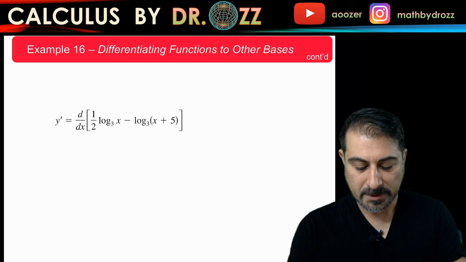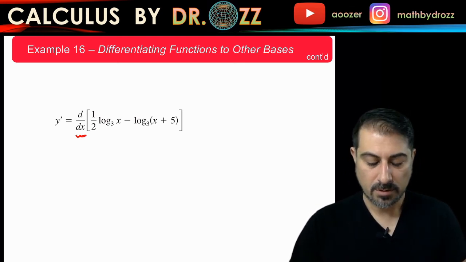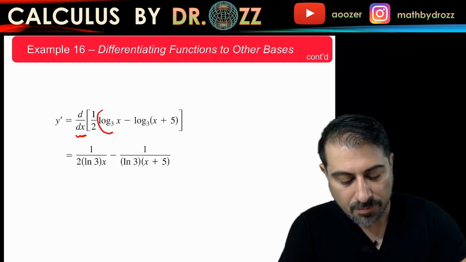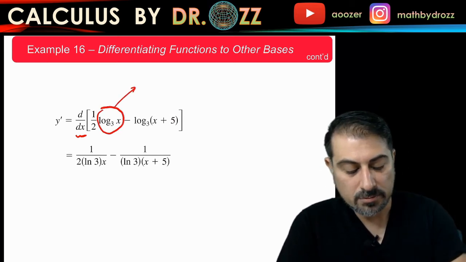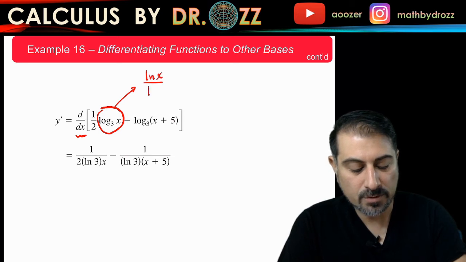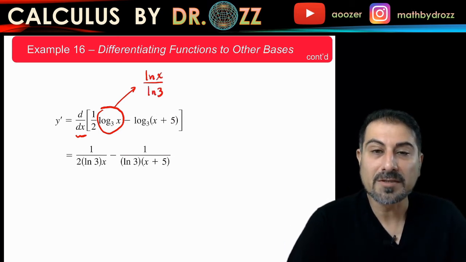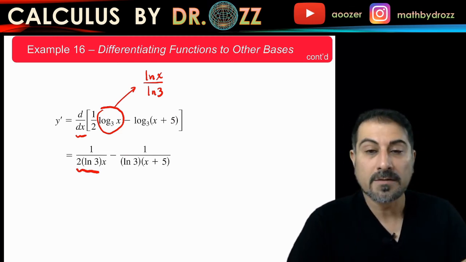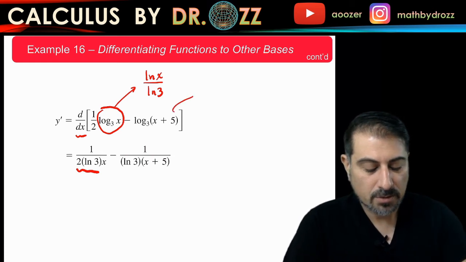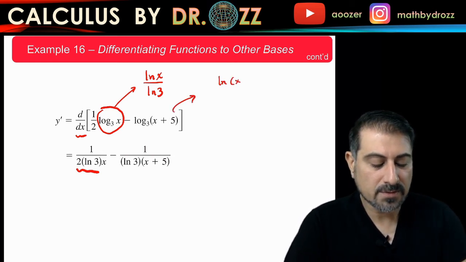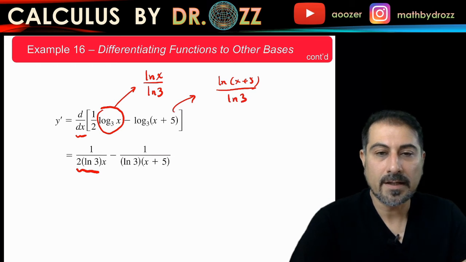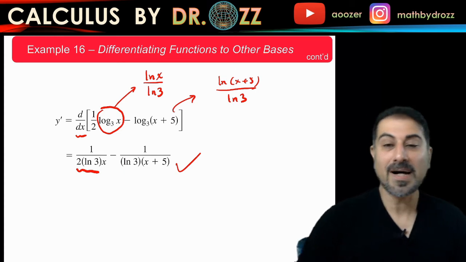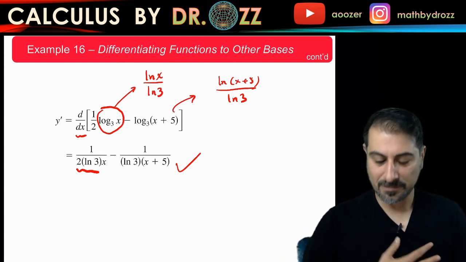Here we go. So now we're taking the derivative here. So let's see what we have. So first off, the derivative of log base 3 of x is, well, since log base 3 of x is ln x over ln 3, the derivative of that is 1 over x ln 3, and we have carried forward the factor 1/2 as well. And the same thing here. This is ln of x plus 5 divided by ln 3, and ln of x plus 5 has the derivative 1 over x plus 5. Here we go. This is the final form of the derivative, y prime.